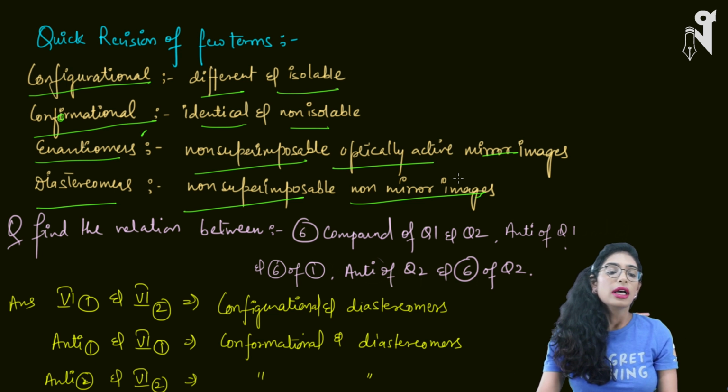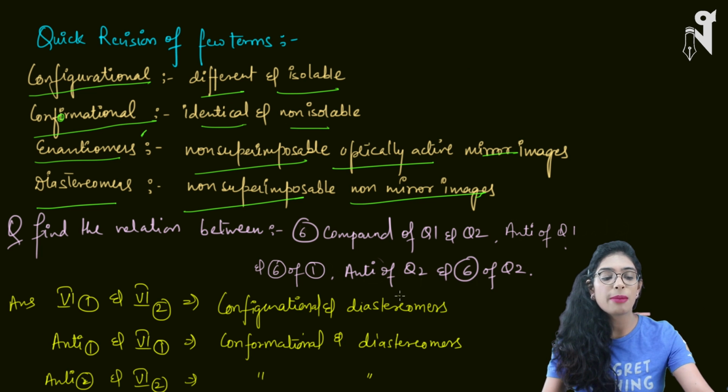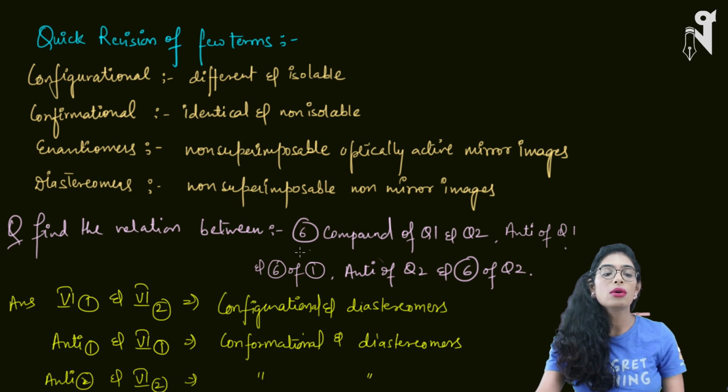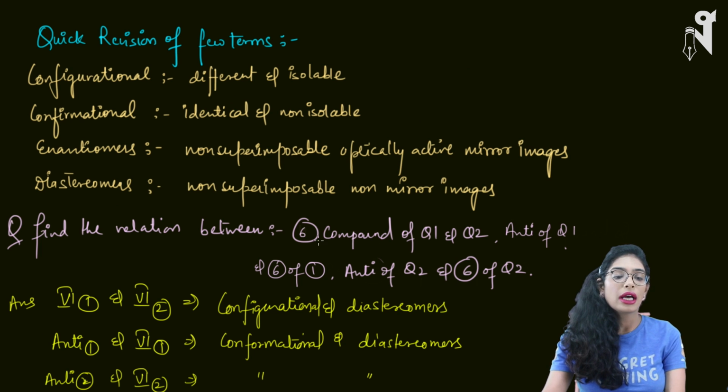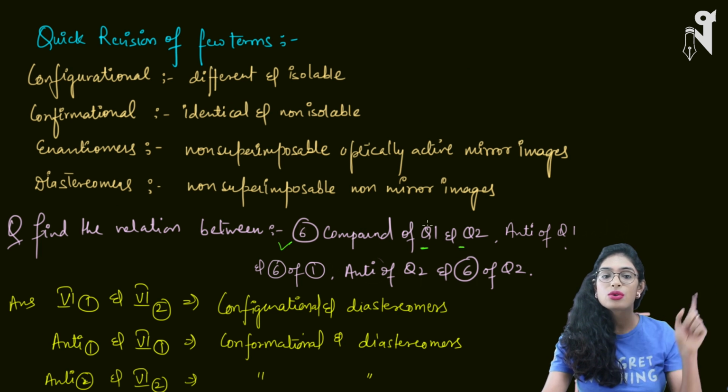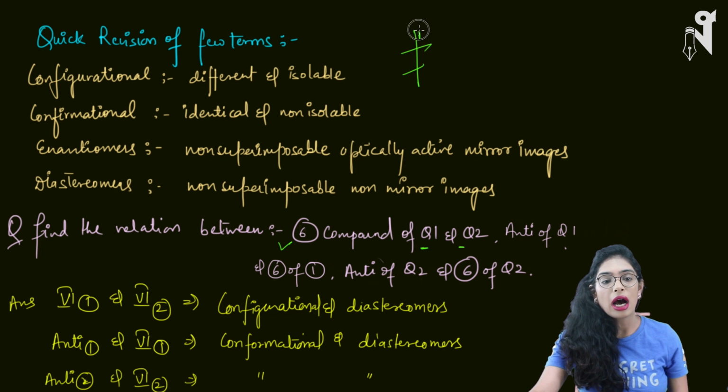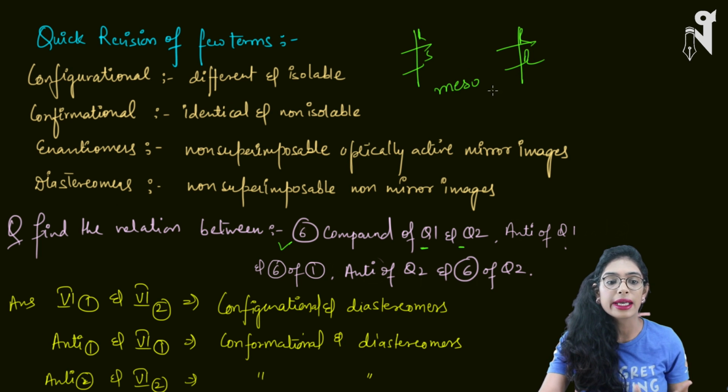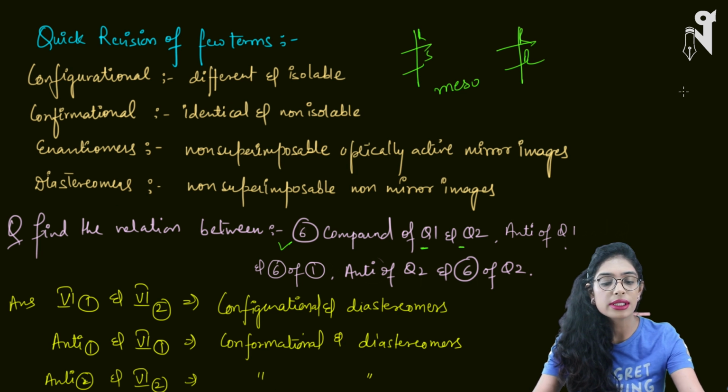Now let's say I ask you to relate back to the compounds which we have discussed just now. I have taken the compound 6 of question 1 and 2. Question 1 is the one where I had taken R and S configuration, that is the meso compound, and RR configuration for the second. Let's see what the first and second compounds are. Let's go back to the older slide.